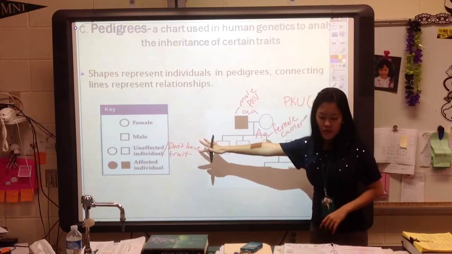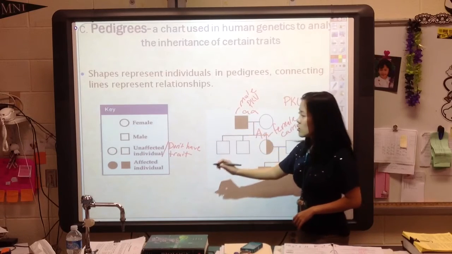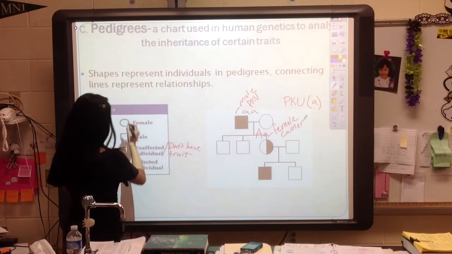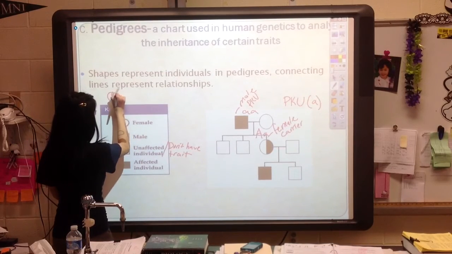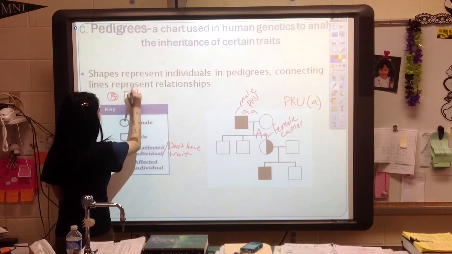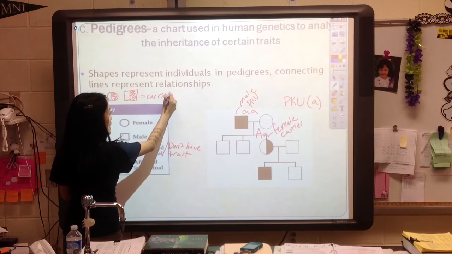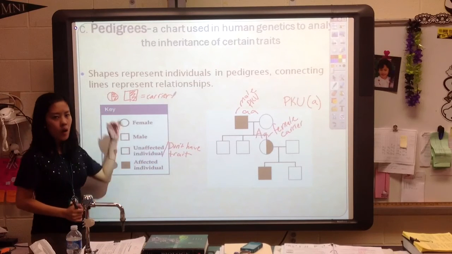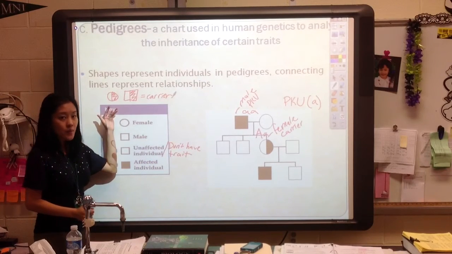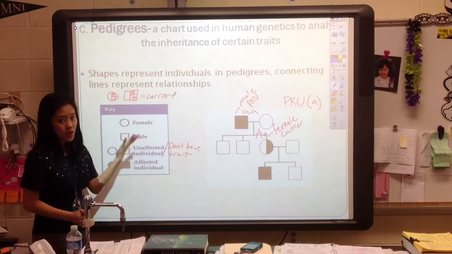So underneath your key box or above it, you'll want to add in a circle that's half colored in and a square that's half colored in and label this as a carrier. But keep in mind that they don't always label carriers in a pedigree. Sometimes you have to figure it out on your own.